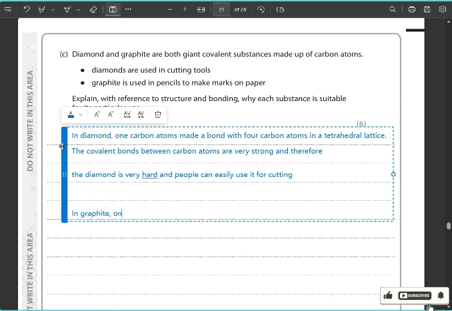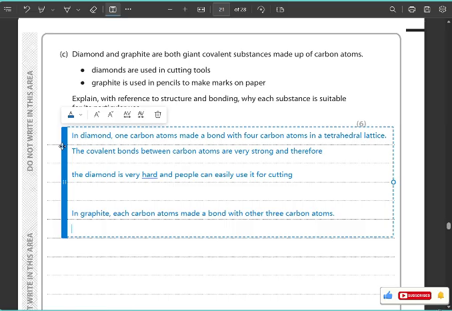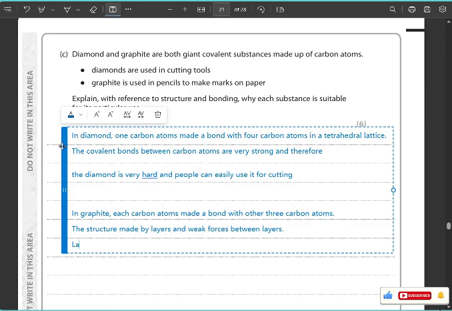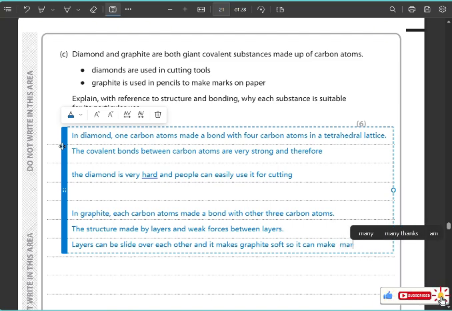In graphite, each carbon atom makes a bond with three other carbon atoms, and the structure is made of layers and weak forces between layers, and layers can slide over each other and it makes graphite soft, so it can make marks on paper.